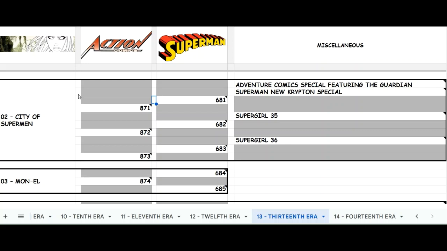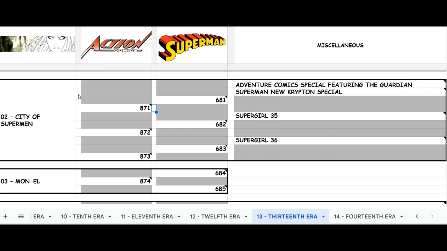After Superman 681, I'd recommend reading Action Comics 871, which is Triangle 4. The cliffhanger in issue 681 picks up directly in 871. That's why I'd recommend jumping from Triangle 2 to Triangle 4. Action Comics 871 has got New Krypton branding. It does explain a bit about Krypton here.